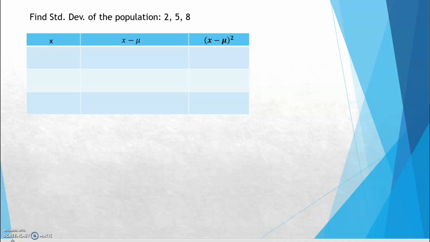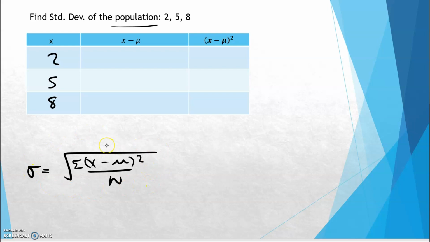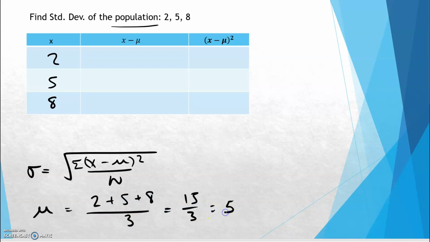Okay, let's look at our first example here. We're going to find the standard deviation of the population. That's going to be important. The data values are 2, 5, and 8. And I only have one formula for that, which is this right here. So the very first thing I need to do is find x minus the mean. Well, before I do that, I need to find the mean. Since it's a population, the population mean is going to be mu. So I need to take 2 plus 5 plus 8 over 3. So 15 over 3, or 5.